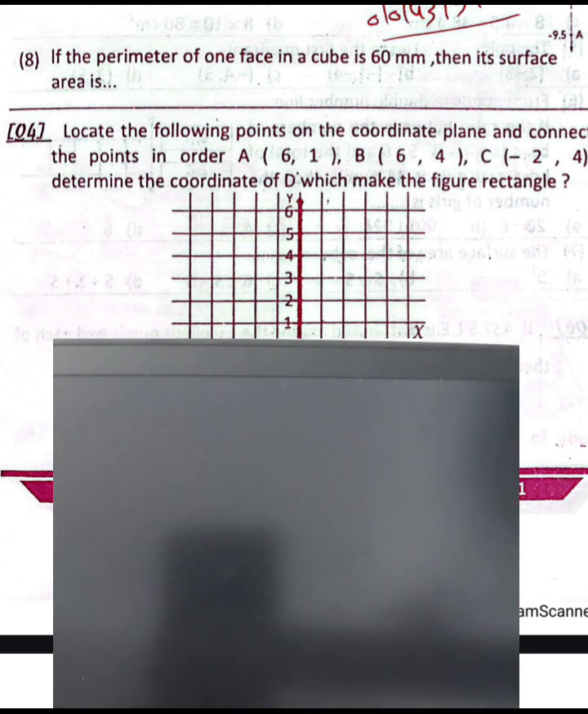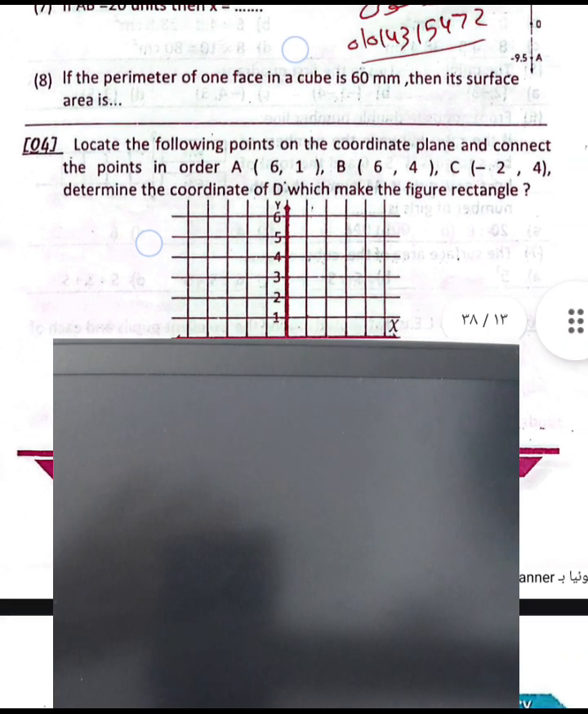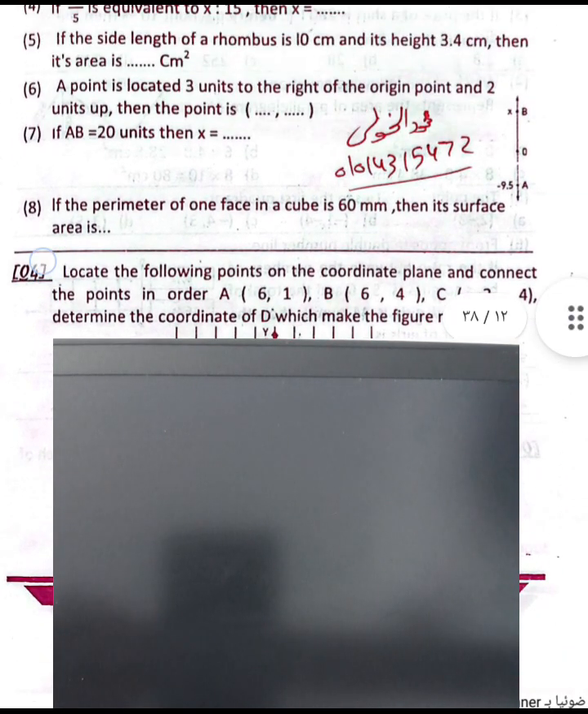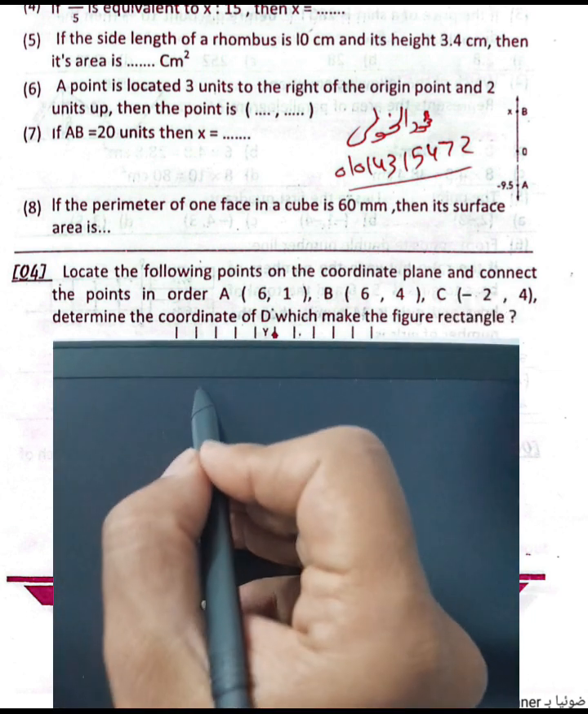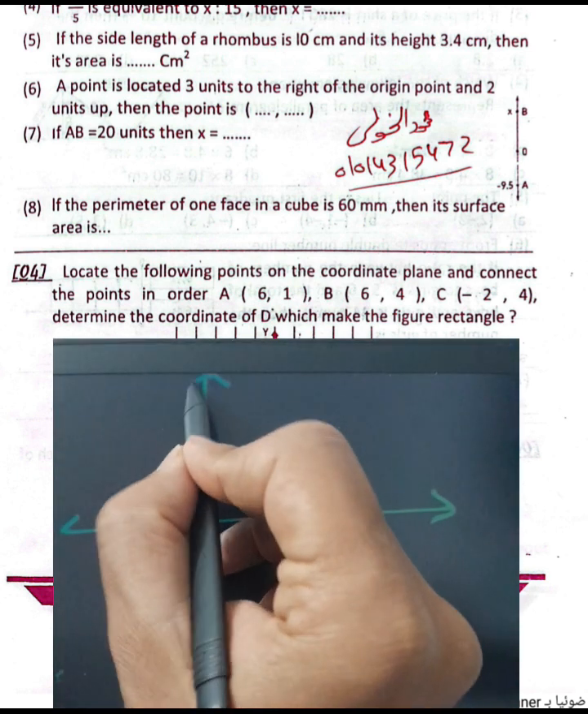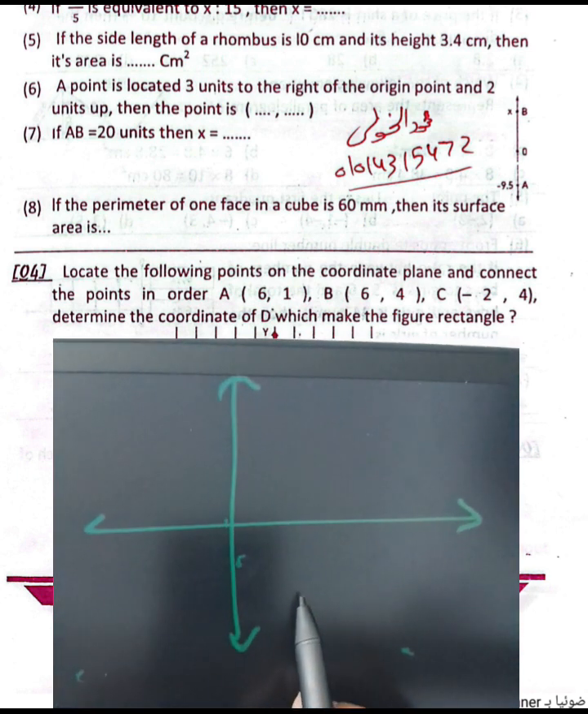Question number 4. Locate the points A, B and C. Determine the point D to make a rectangle. Okay, I will draw the x-axis and y-axis. They are perpendicular. We have the point here.